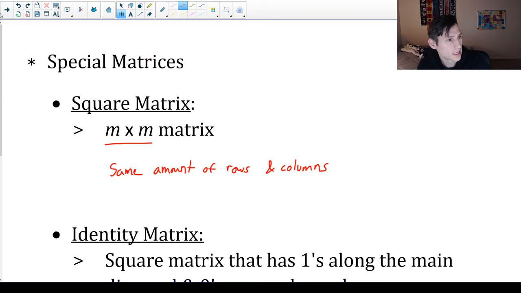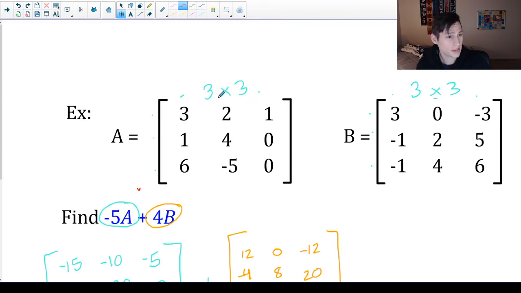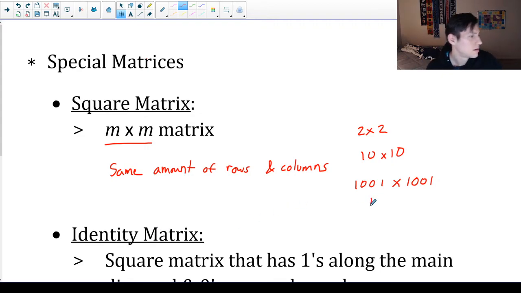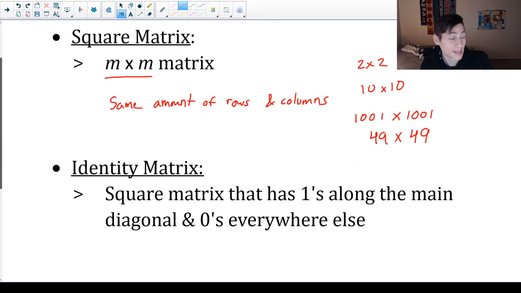Right? So for example, these that we did were 3 by 3. Since the row amount is the same as the column amount, we would call this a square matrix. But it could be any number. It could be 2 by 2. It could be 10 by 10. It could be 1001 by 1001. 49 by 49, whatever, as long as the amount of columns is the same as the amount of rows. There's no limit to how big a matrix can be.